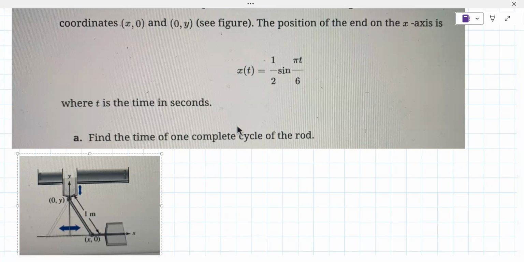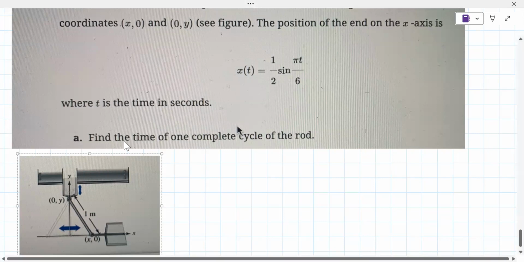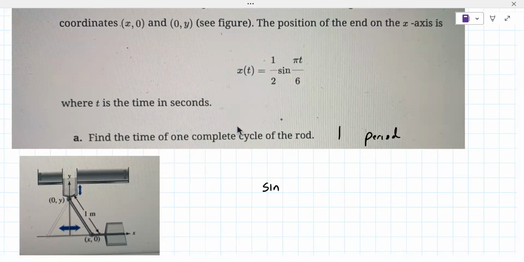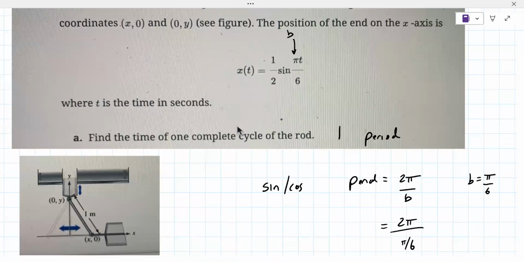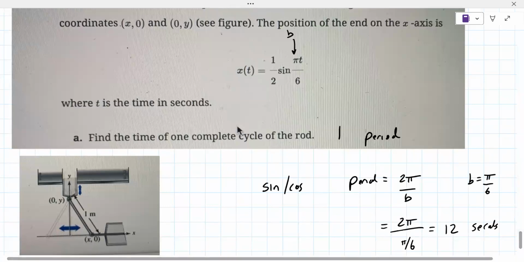Okay. This is not a calculus question. This is the time of one period. Sine and cosine have period equal to 2 pi over b. b is the number in front of the variable. In your problem, b is pi over 6. So it's 2 pi over pi over 6, which is 12. Okay. So that's the time, 12 seconds for one cycle. Cycle means time for it to go through its complete motion. Right.